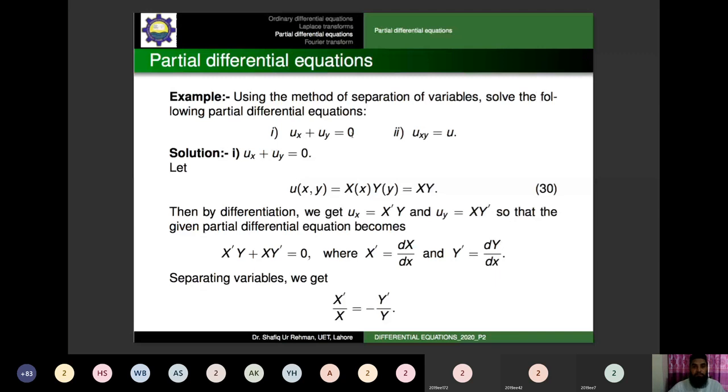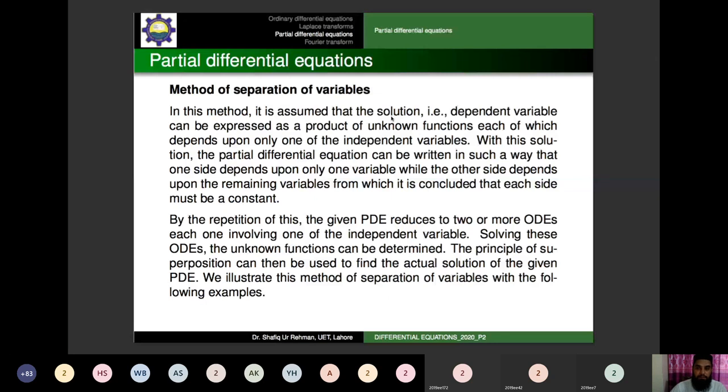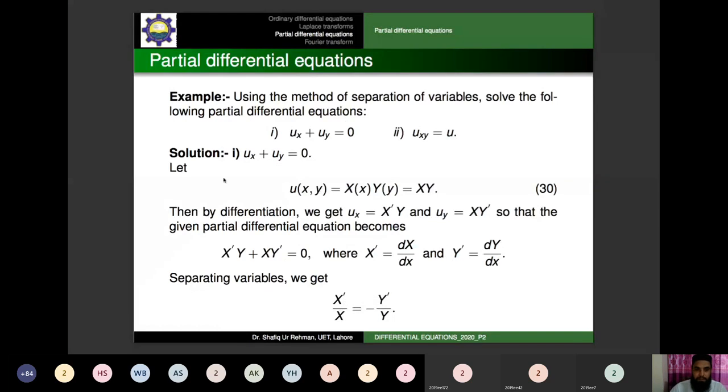But the starting point with this method is an assumption about the solution. The dependent variable in the example, u, is going to be expressed as a product of unknown functions, each of which depends upon only one of the independent variables. So what we do? We assume that u(x,y) is equal to the product of two unknown functions, capital X and capital Y. Capital X is purely a function of the variable x, and capital Y is purely a function of the variable y. But for simplicity, we just write it down as capital X times capital Y.